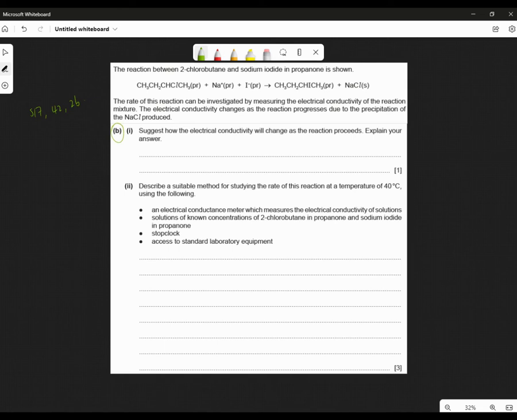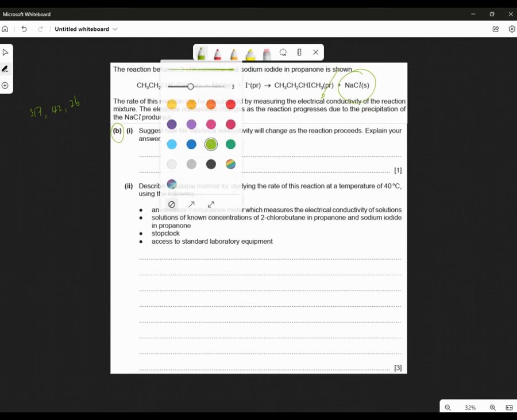Here it is, 2B. Okay, so the reaction between 2-chlorobutane and sodium iodide in propanone is shown. There you go. The rate of reaction can be investigated by measuring something we don't often see in chemistry, but we can investigate it using electrical conductivity. The electrical conductivity changes as the reaction proceeds due to the precipitation of sodium chloride. Suggest how the electrical conductivity will change during the reaction and explain your answer.